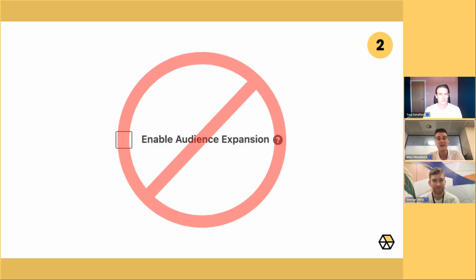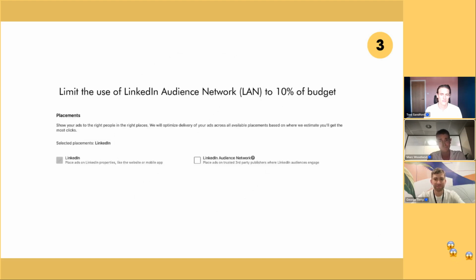Next up, disable audience expansion when setting up your campaign. This is enabled by default on LinkedIn. The problem with it is, unfortunately, the lookalike builder within LinkedIn isn't very sophisticated. It's not very good. So if you have this enabled, what tends to happen is that you'll be showing your ads to people that aren't relevant and are not your target audience for a solution. So best to disable that.